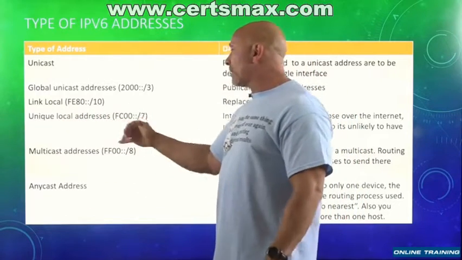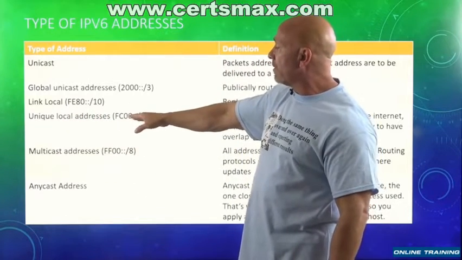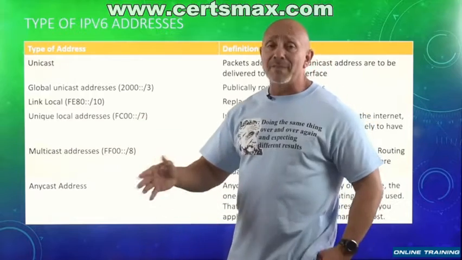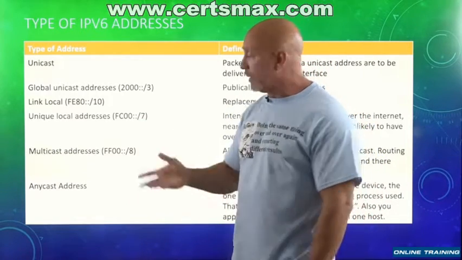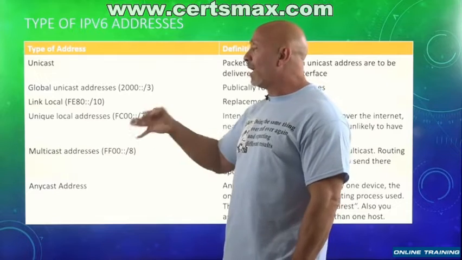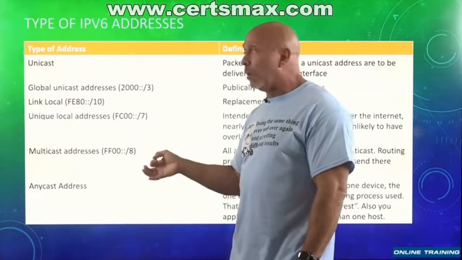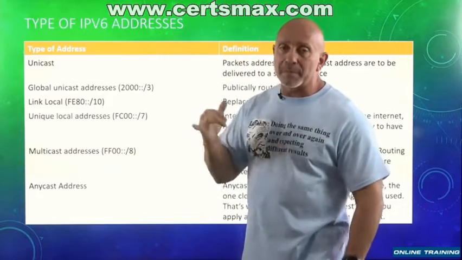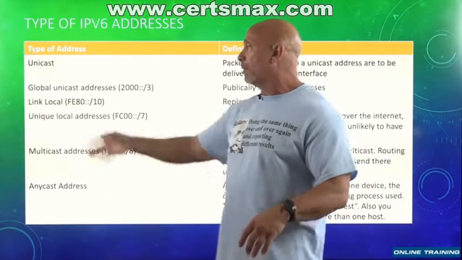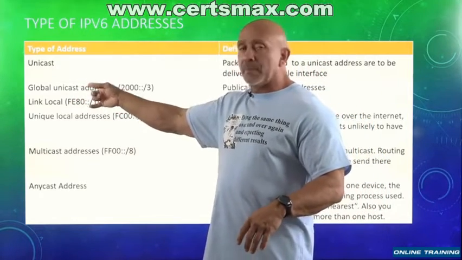We have unique local addresses. It says FC00 here, but it can also be FD as well. Cisco says it in their book: FD can also be considered a unique local. What's a unique local? Here we have a global. A unique local is private. It's like a private IPv4 address.